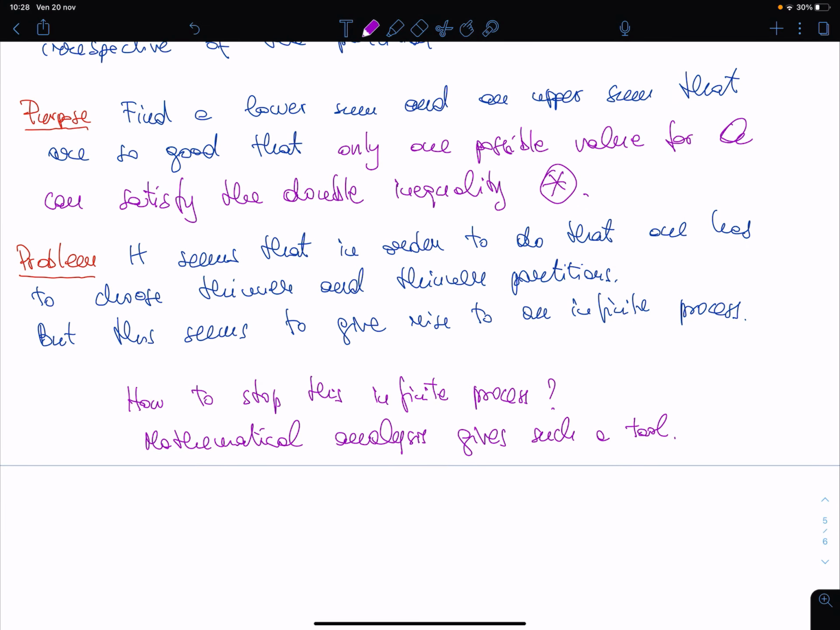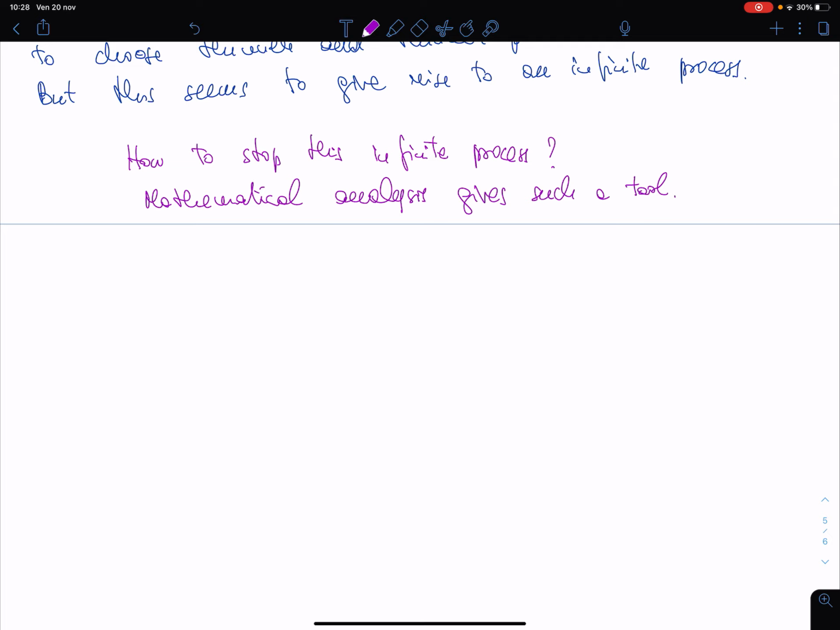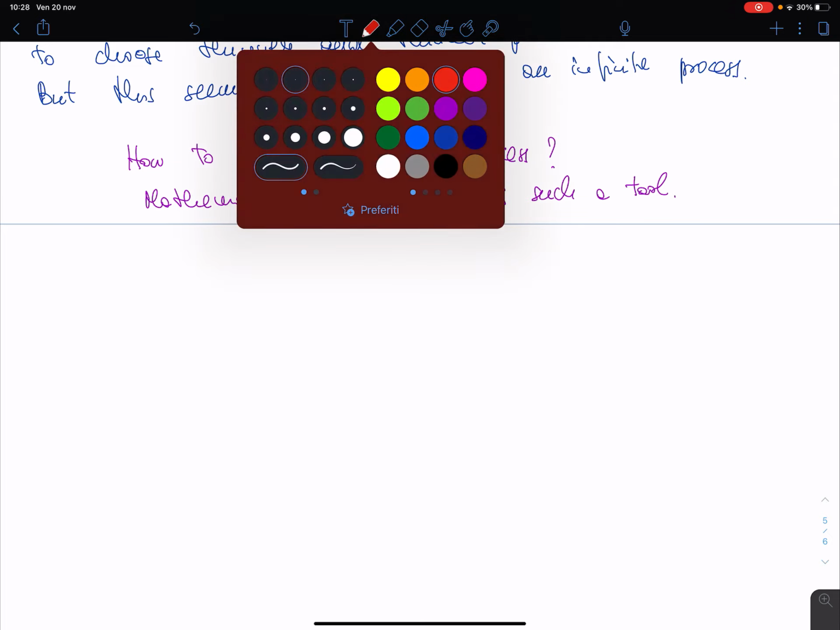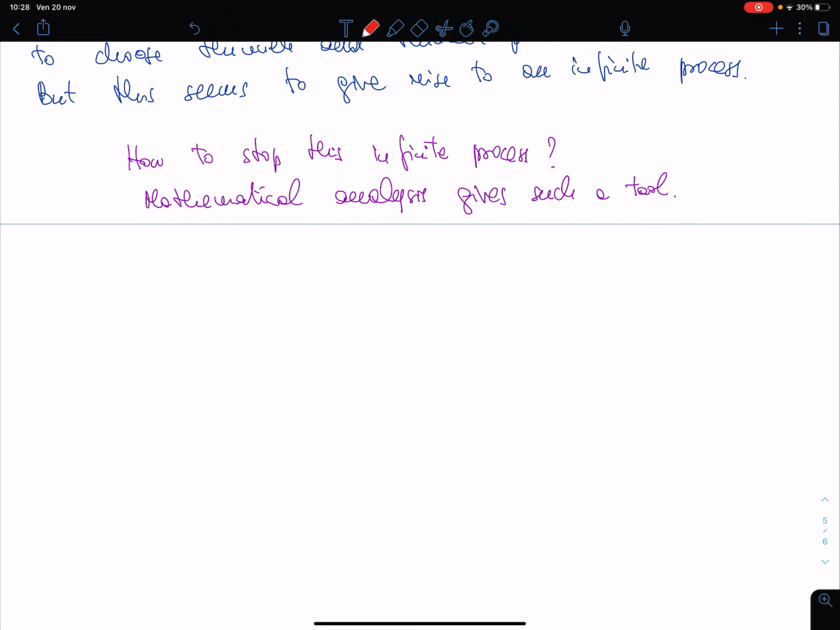Okay, and now let us go immediately to the definition of integrable functions. So, integrability, integrals, integrability, and integrable functions.